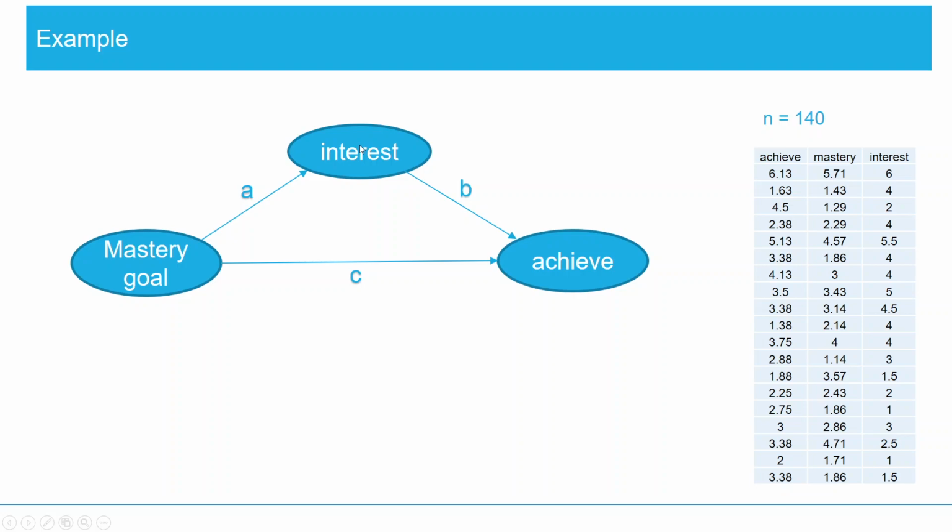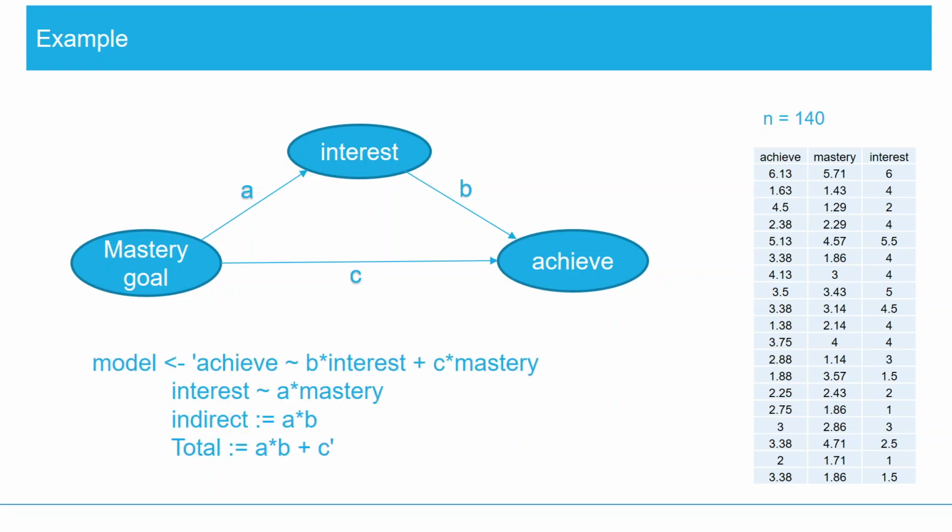I will demonstrate this mediation using the lavaan package of open source R, and the basic code for the same can be written as follows. Achievement is our dependent variable, and that is calculated as B multiplied by interest plus C multiplied by mastery. Similarly, interest depends on mastery goal, that is A multiplied by mastery goal, and we have the code for the direct effect and total effect.